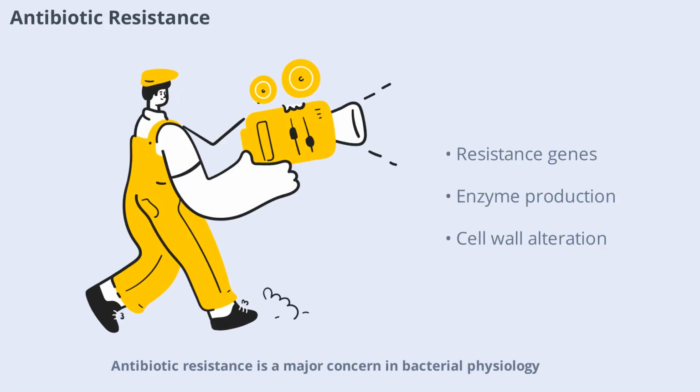Antibiotic resistance is a major concern in bacterial physiology. Bacteria can acquire resistance genes through mutation or horizontal gene transfer. They may produce enzymes that degrade antibiotics or alter their cell wall to prevent drug entry. Understanding the mechanisms of resistance is crucial for developing effective treatments and combating infectious diseases.